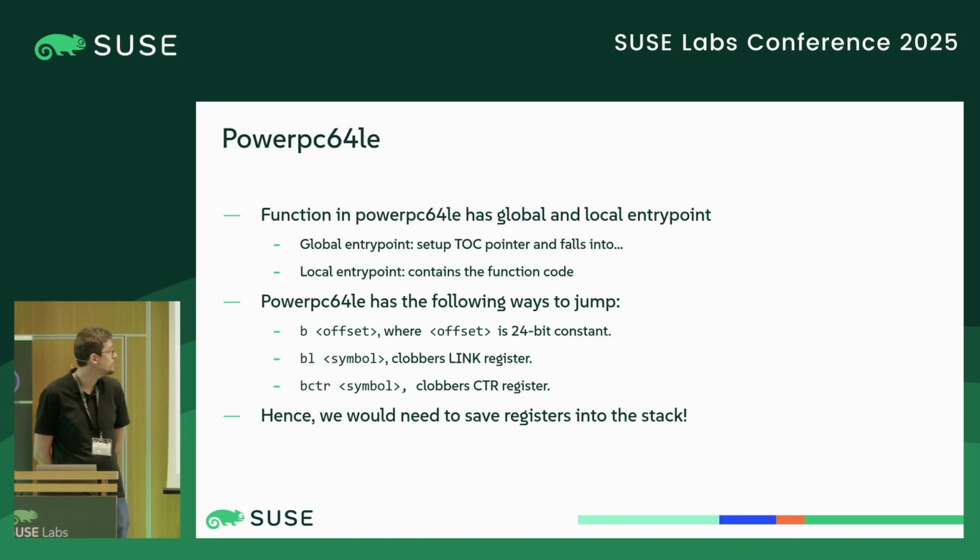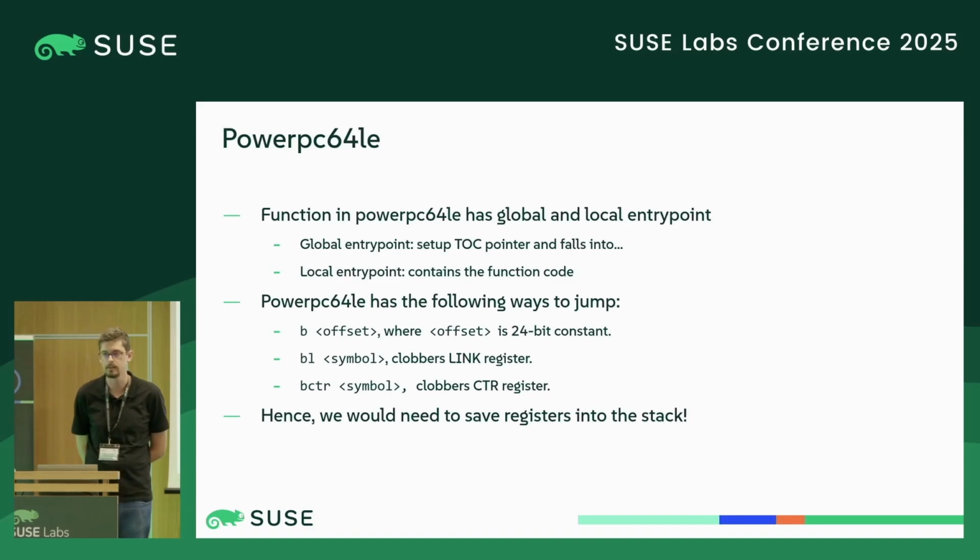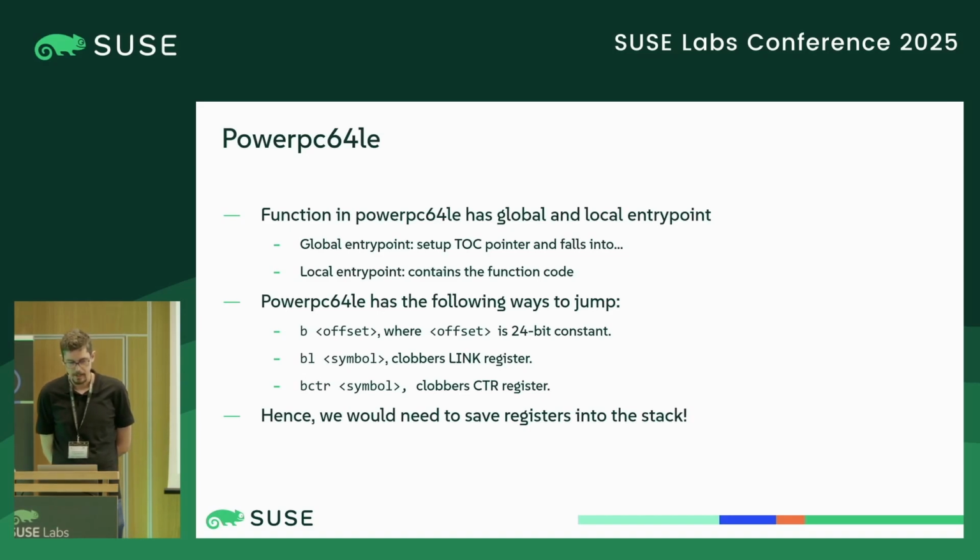On PowerPC, we have the following ways to redirect. We can directly redirect to an address with the branch instruction, where you can pass an offset, which is a 24-bit constant. It's not fully 64-bit. Or you can branch using the link register, which is the BL instruction, or branch using the CTR register, the count register. Whatever we do, we have to save registers into the stack. There is no way around it, which is not pleasant, because on x86, we can just jump straight to the function we want, and we are fine.